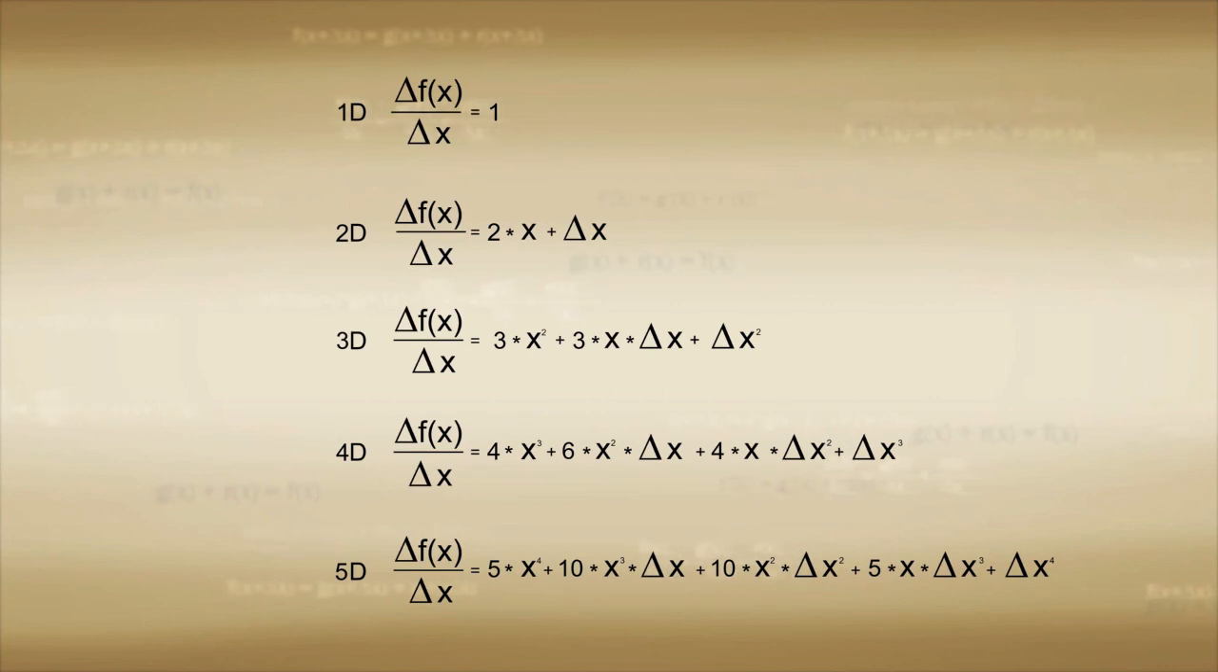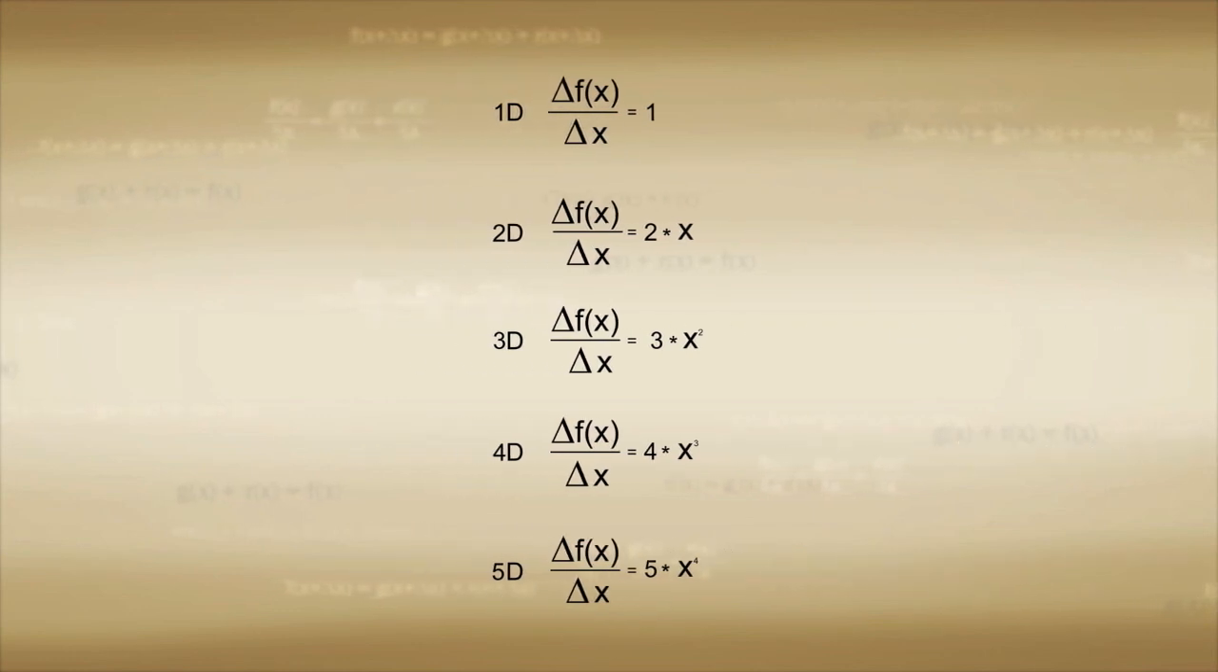This becomes important because in order to find the derivative, we must make the delta x infinitesimally small, and that makes all the other terms too small too quickly to stay relevant. This means that the derivative is defined by the first term of the sum describing delta f of x.